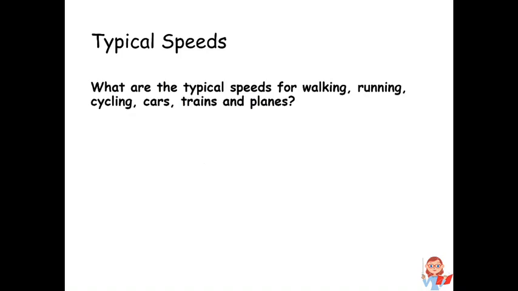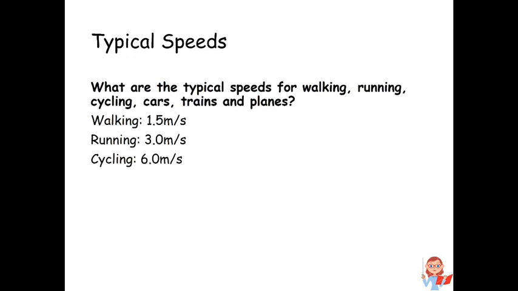There are some typical or average speeds for different modes of transport that you need to know about. So what are the typical speeds for walking, running, cycling, cars, trains, and planes? Walking is 1.5 meters per second. Running is 3 meters per second. Cycling is 6 meters per second. Cars are 25 meters per second, trains 55 meters per second, and planes are 250 meters per second.